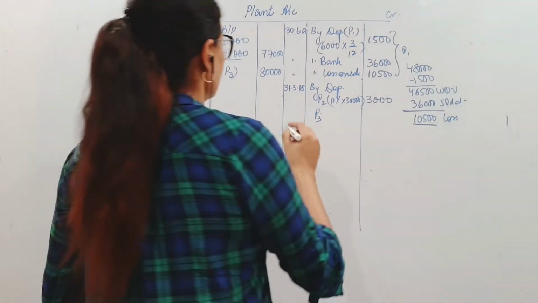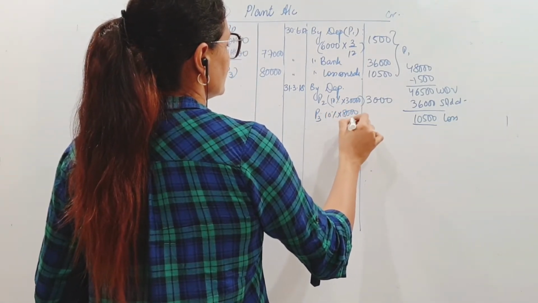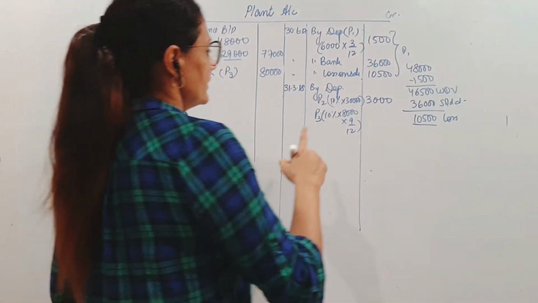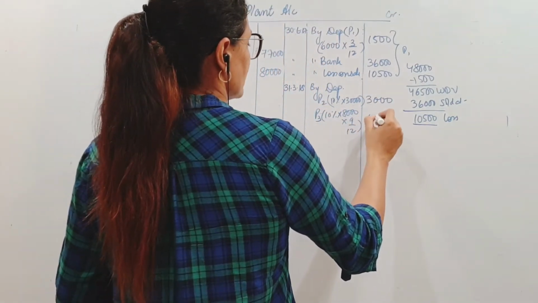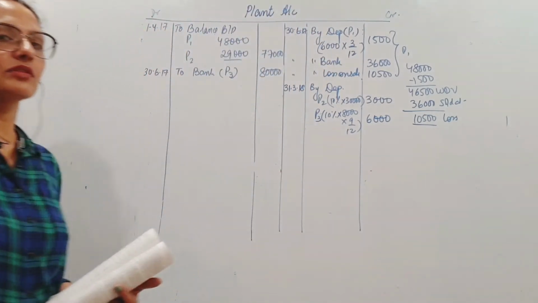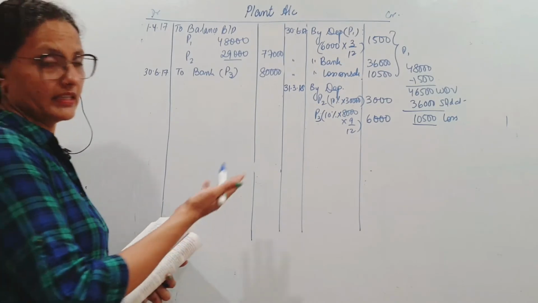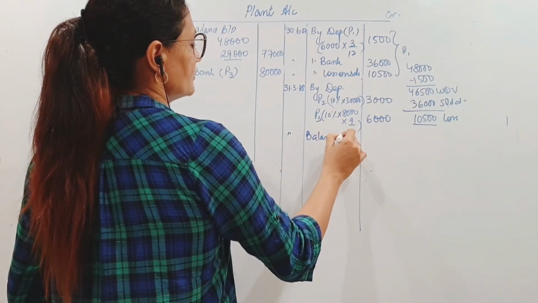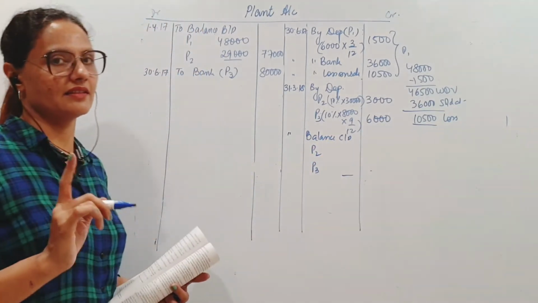9 months, we will have to charge 10% of 8,000 into 9 by 12. Right? 10% of 8,000, 9 by 12. 3/4 of it, meaning 6,000. Alright? So 6,000 I depreciate the third plant. So it's very easy now to find the balance carried down. Balance carried down. Plant 2, plant 3. We will keep it separate.